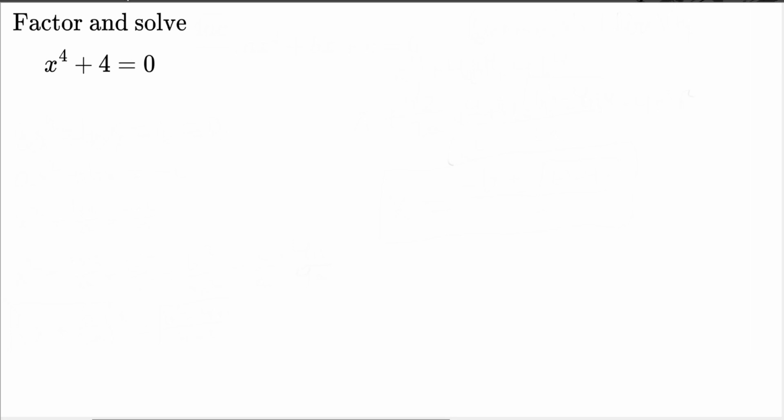Alright, so this problem might seem daunting at first, because we don't really have a sum of squares. But what we can do is use something known as Sophie Germain's identity.